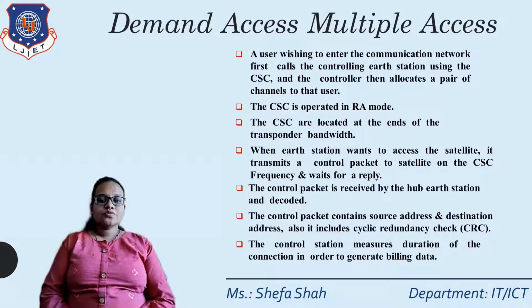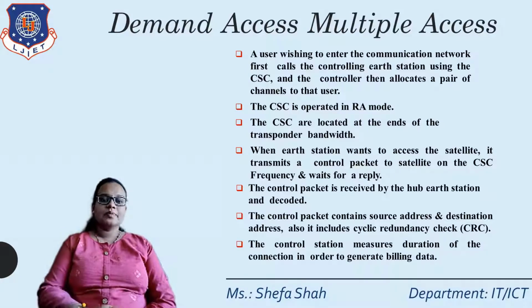Now, when an Earth station wants to access the satellite, it transmits a control packet to the satellite on the CSC frequency and waits for the reply. The control packet is received by the hub Earth station and decoded. The control packet contains the source address and the destination address, which also includes the CRC code, that is the cyclic redundancy check code. And lastly, the control station measures the duration of the connection in order to generate the billing data.